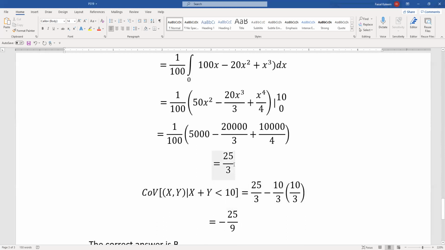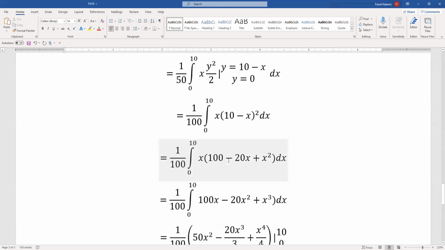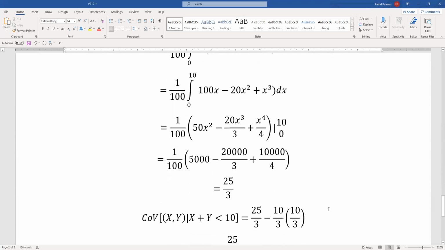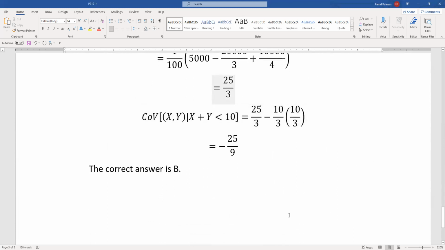Covariance would be E of XY, which is 25 by 3, minus EX EY, 10 by 3 times 10 by 3. And again, all the values are conditional. So when I said E of XY, I meant E of XY given X plus Y is less than 10, and the same for the EX and EY. This ends up being negative 25 over 9. That's choice B. Remember, variance cannot be negative, but covariance can be negative.